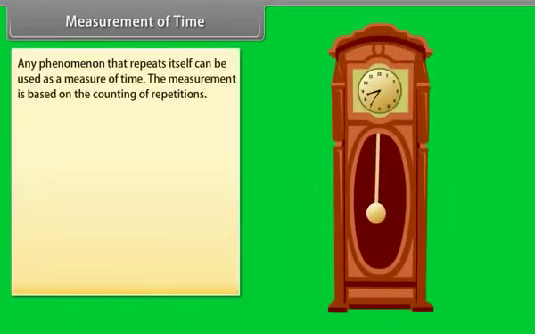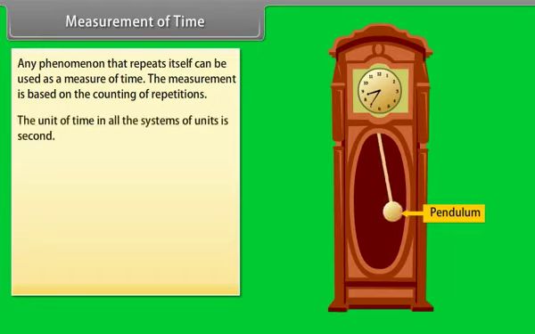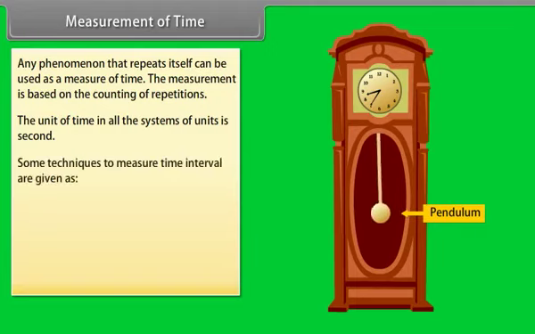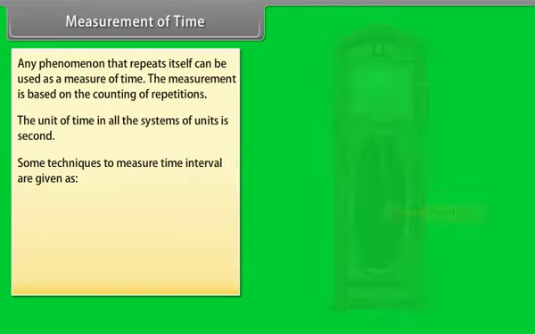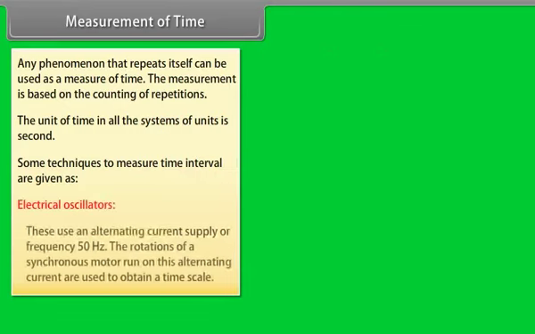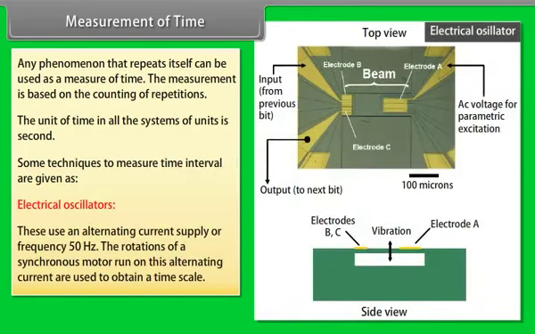Measurement of time. Any phenomenon that repeats itself can be used as a measure of time. The measurement is based on the counting of repetitions. The unit of time in all the systems of units is the second. Some techniques to measure time intervals are given as electrical oscillators. These use an alternating current supply of frequency 50 Hz. The rotations of a synchronous motor run on this alternating current are used to obtain a time scale.